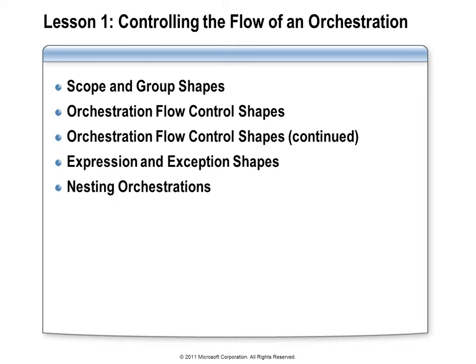So while an orchestration is executing, it is typically going to need to examine one or more fields of a message, and then it is going to make some sort of a decision based on the values that it finds. And then some particular branch of the process will execute based on the result of that decision. In this lesson, I will show you a set of orchestration shapes that you can use to evaluate expressions, to make decisions, to control the flow, and even to terminate the orchestration if your business process's conditions require it.